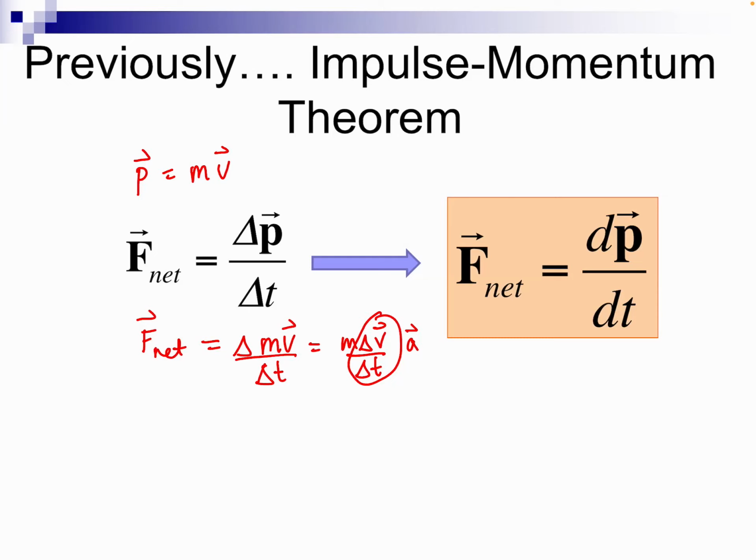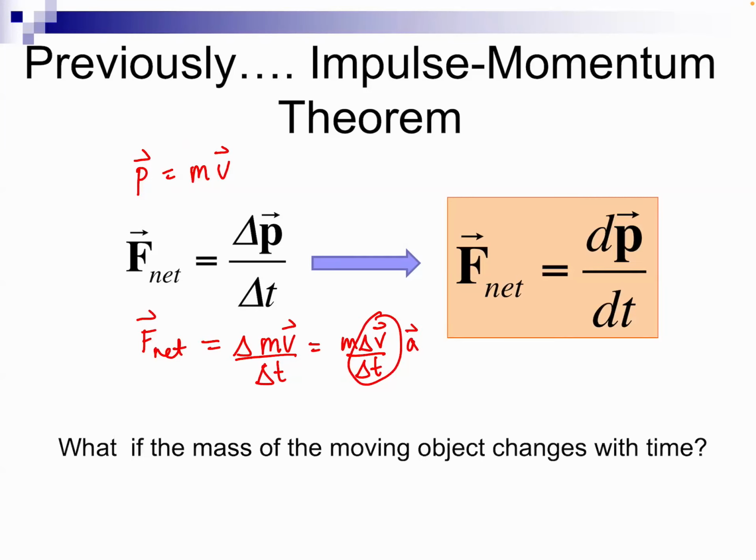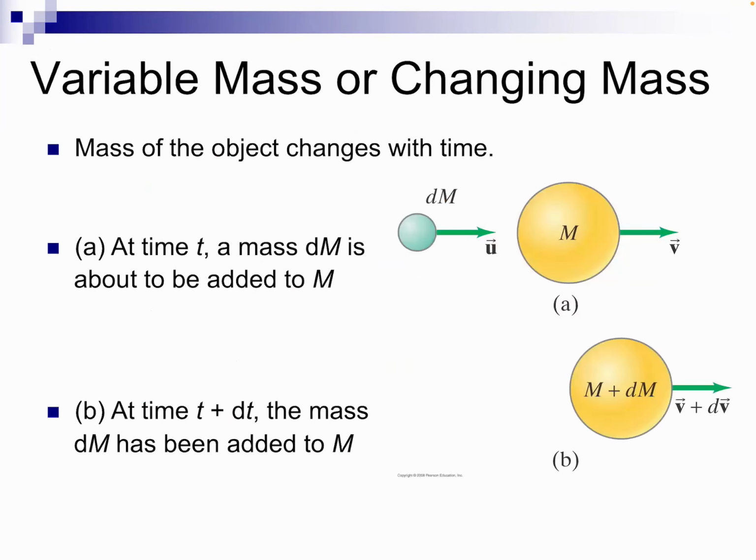Looking at the definition for momentum, though, there is a mass component as well. So we can technically also change the momentum by changing the mass of the object. In this case, how do we deal with the change in momentum if the mass of the moving object changes in time? Okay, so let's look at this scenario.